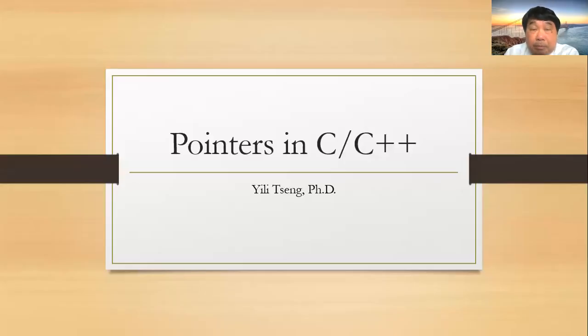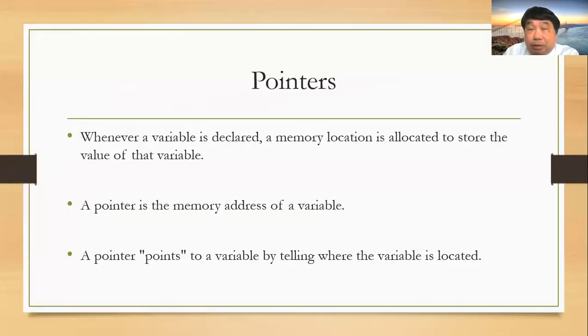Today, I'm going to cover pointers in C, C++. First, let me introduce what pointers are. We all know whenever a variable is declared, a memory location is allocated to store the value of that variable. So, in short, a pointer is the memory address of a variable. How we got the name is because a pointer points to a variable by telling where the variable is located.